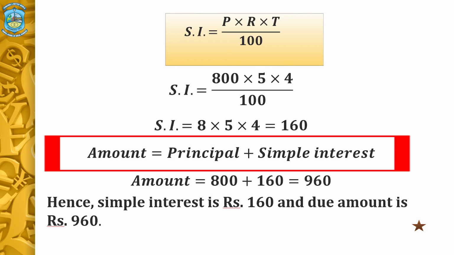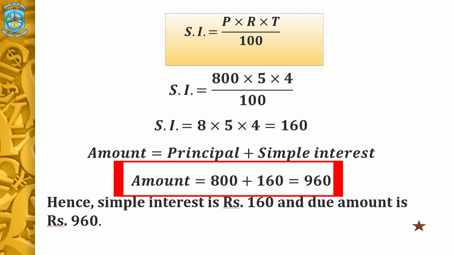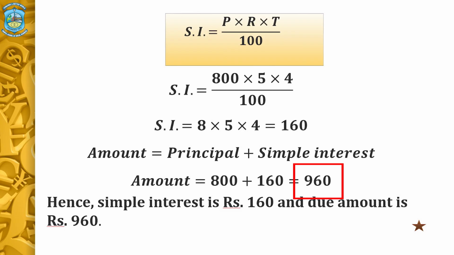Amount is calculated by using the formula amount equals principal plus simple interest. So, the amount is 800 plus 160 and its value is 960. Hence, simple interest is rupees 160 and the due amount is 960.